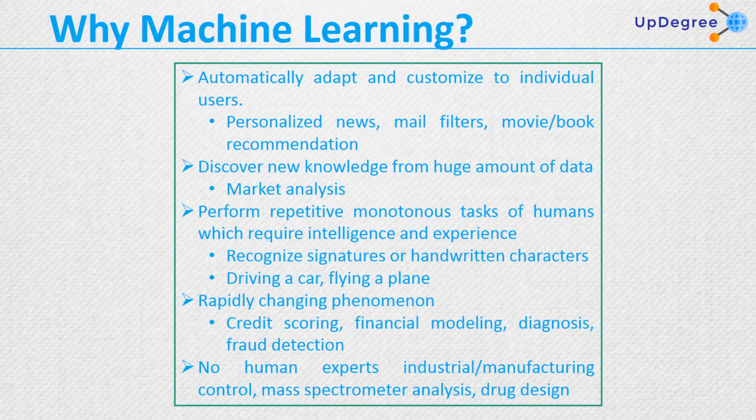No human expertise, experts, industrial and manufacturing control, mass spectrometer analysis, and also machine learning models can be used for drug design depending upon different features and symptoms of the disease. So in this particular video, we have discussed what a machine learning model is and what the different fields of application are, and we have given you some examples for better clarity on this concept.